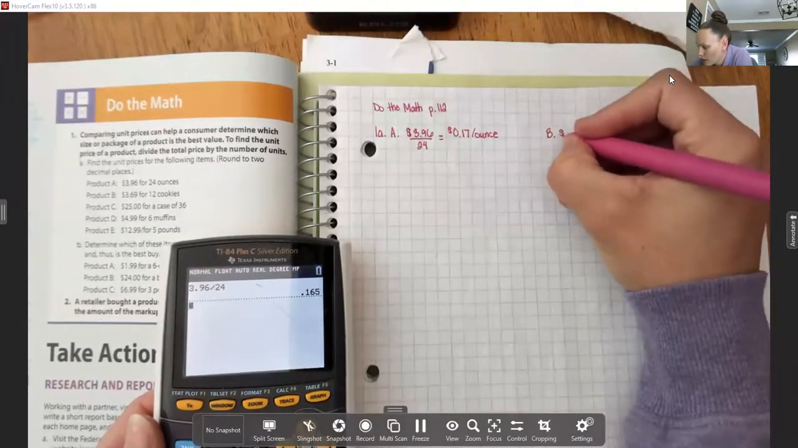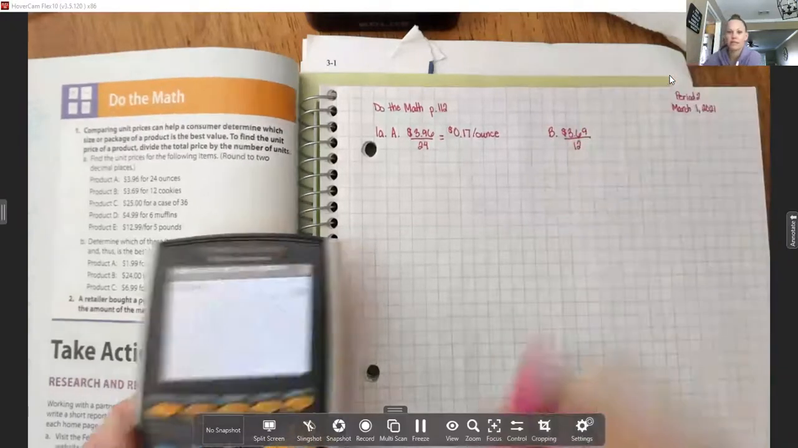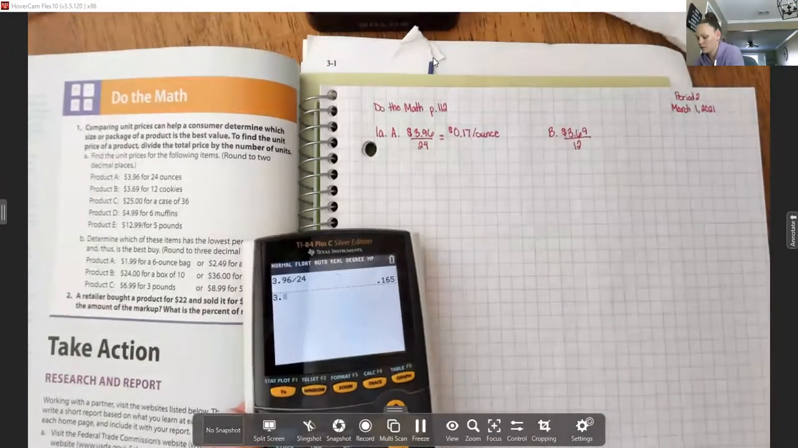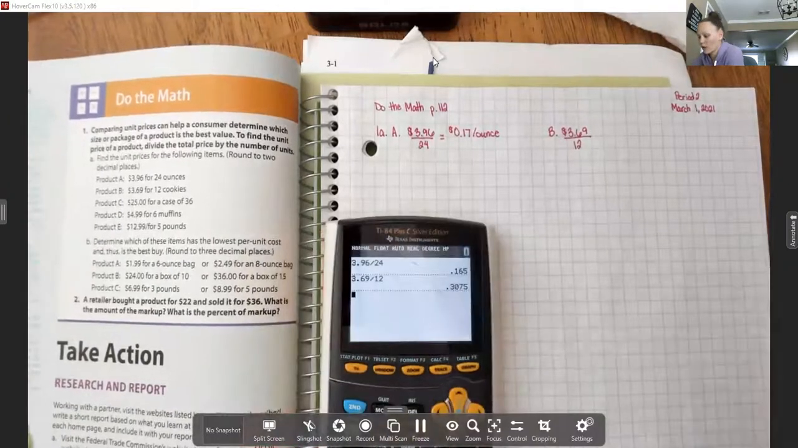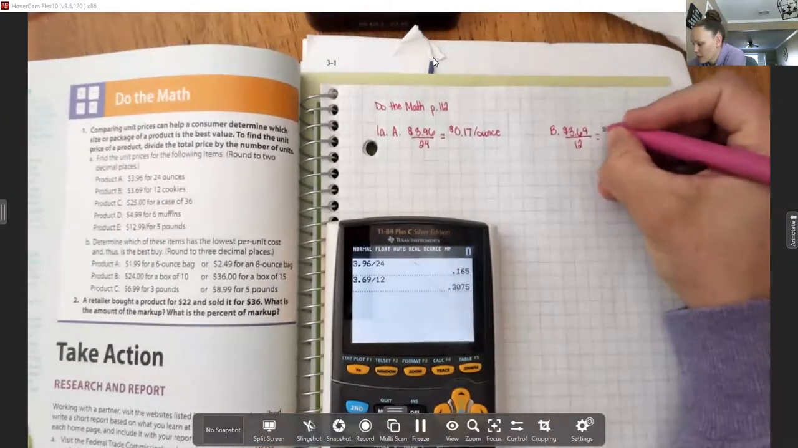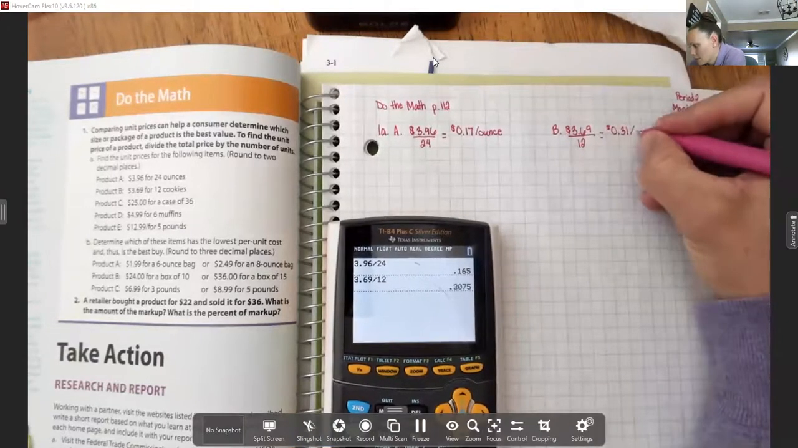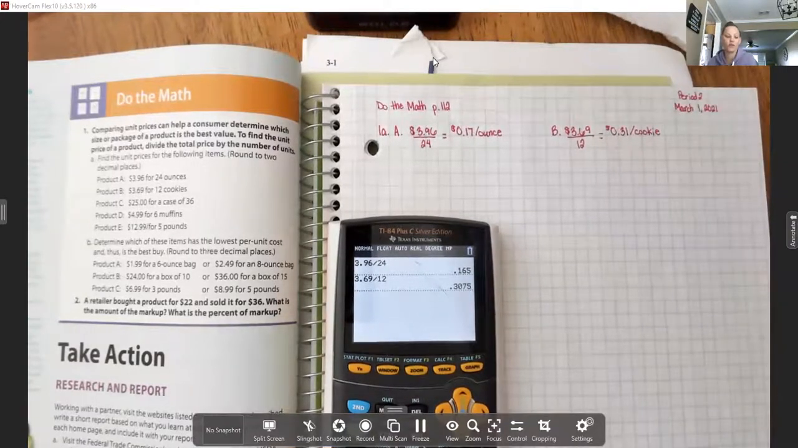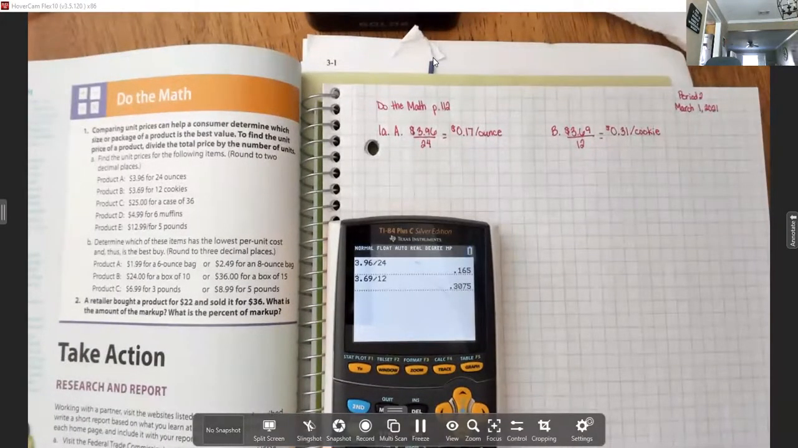B is $3.69 for 12 cookies. So $3.69 divided by 12. So again, rounded to 2 decimal places, $0.31 per cookie. So we want to make sure we are noting what the units are here, so we know how much it is per whatever we're talking about.